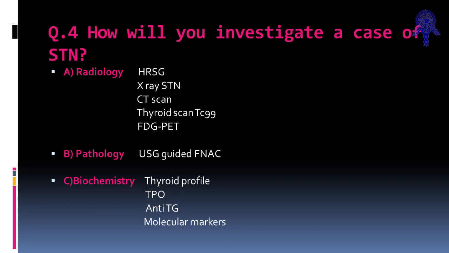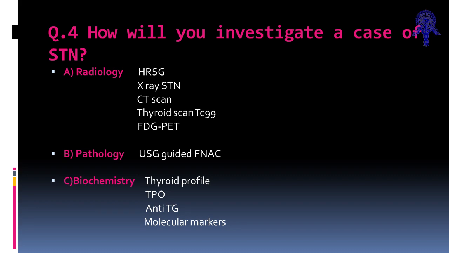So how will you investigate a solitary thyroid nodule? Your answer should be, my investigation depends upon three things. Number one, radiological evaluation. Number two, pathological evaluation. Number three, biochemical evaluation. The radiological evaluation: number one, USG. Number two, X-ray soft tissue neck lateral view. Number three, CT scan if required. Number four, thyroid scan if required. No mention about FDG or PET scan preliminarily.